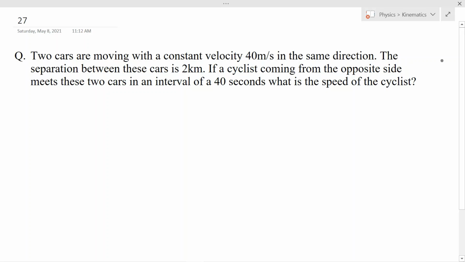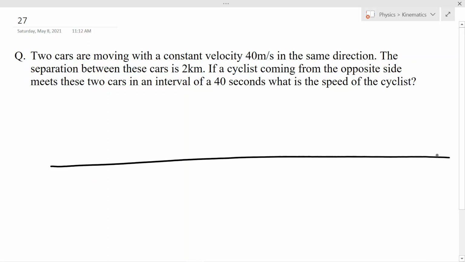Two cars are moving with a constant velocity 40 meter per second. Okay, so there is this road and there are two cars, which are moving, let's say this is car A, with 40 meter per second in the same direction. So let's say they are moving to the right. The separation between these cars is 2 km. Now since the magnitude of the velocity is same, the distance won't change. The distance between these 2 points A and B won't change. So it will remain 2 km.